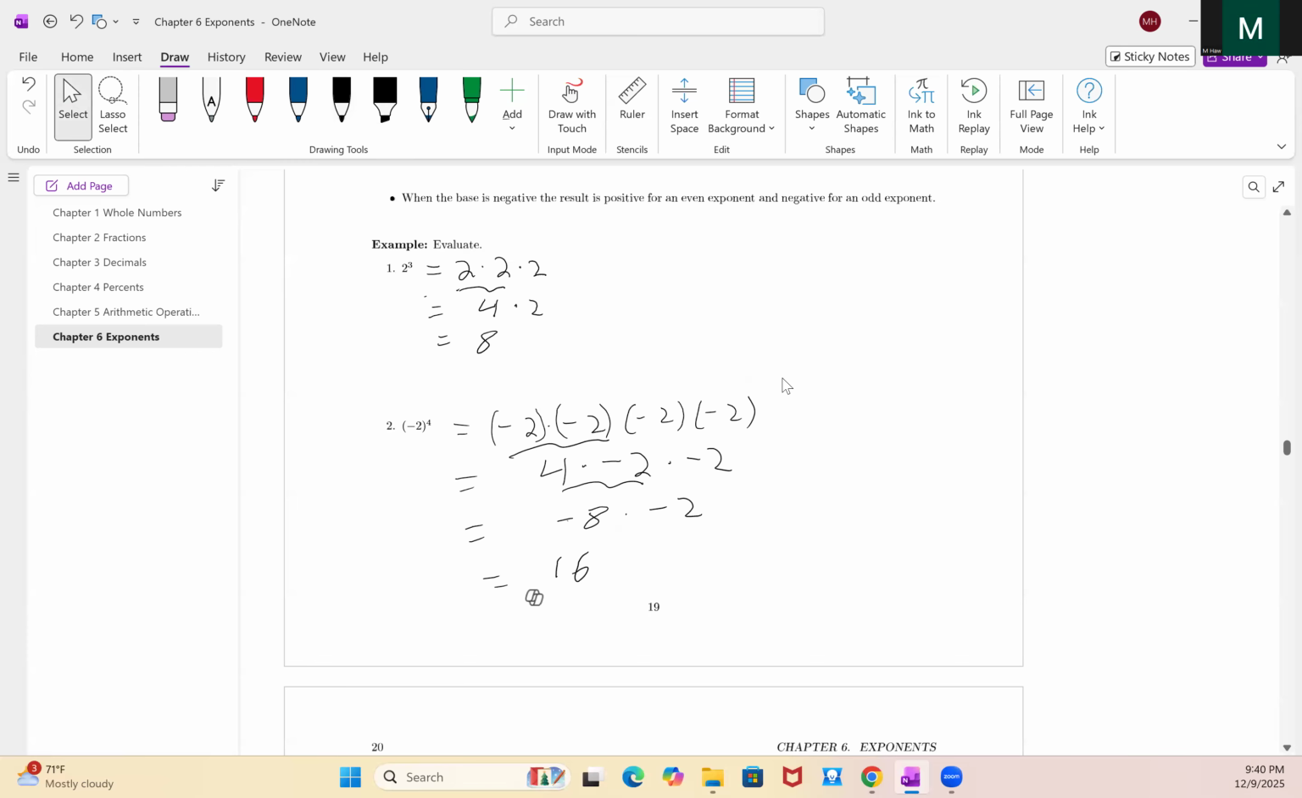So this is what we meant when the base is negative, which in this case it is. The result is positive for an even exponent. The exponent here is 4, which is even, so the result is positive. The positive is the 16.